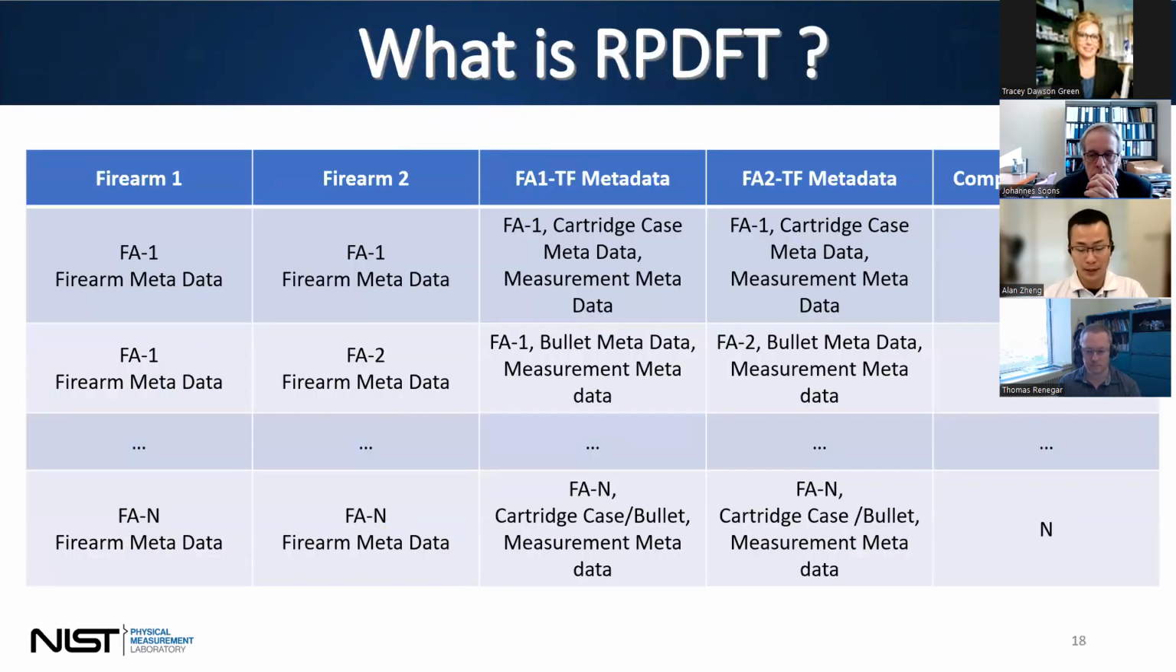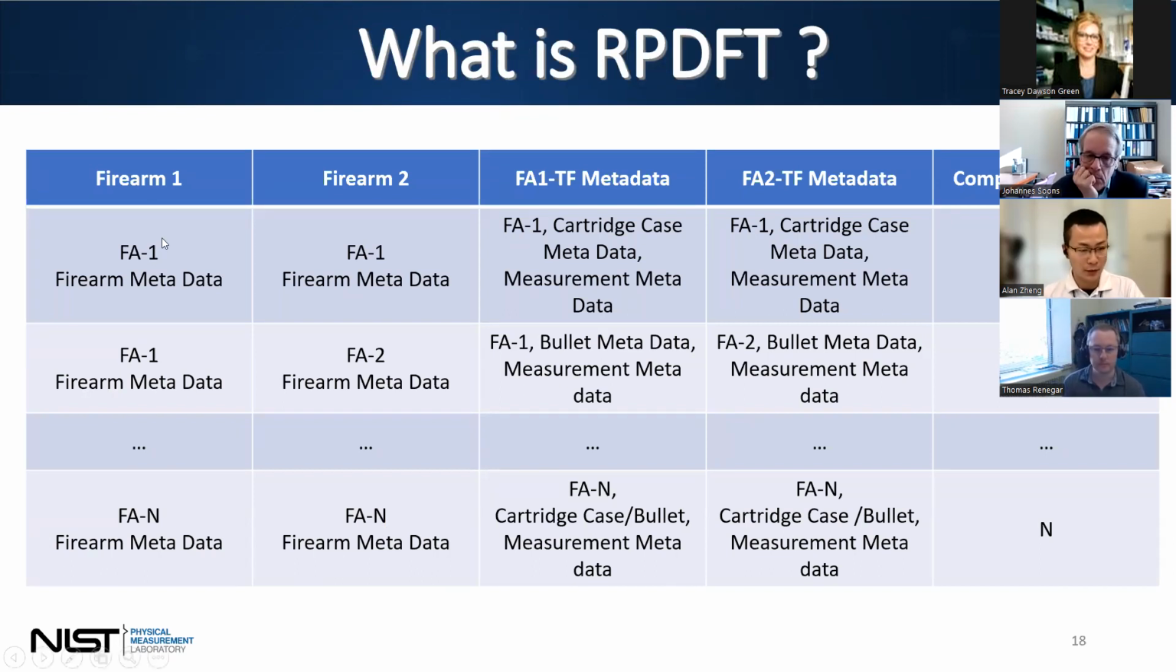And what is RapidFit? I want you to imagine it as one giant Excel lookup table where we're really just trying to sample when two ground truth samples come from the same firearm, what kind of score do we get? And when they come from different firearms, what kind of scores do we get?